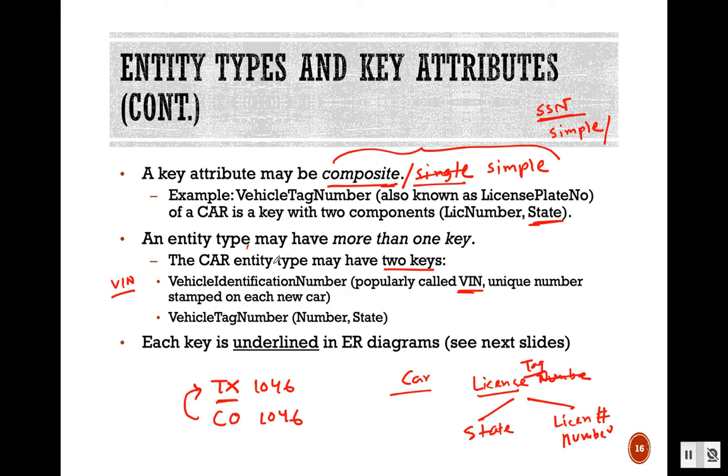So one entity type can have more than one key. For example, a car can have two keys. The license number is different for each car, and the VIN is also different for each car.